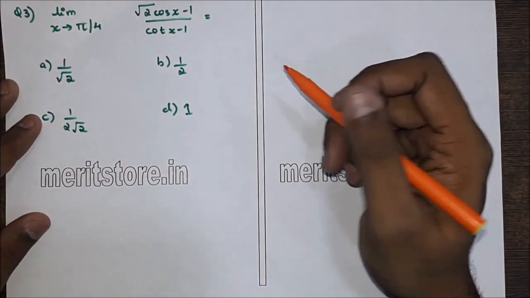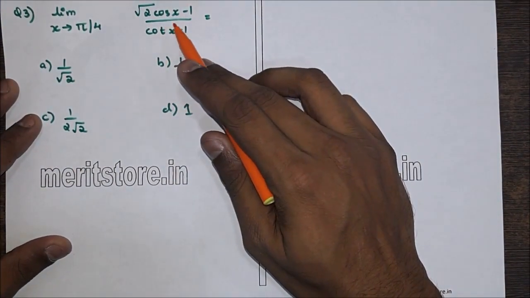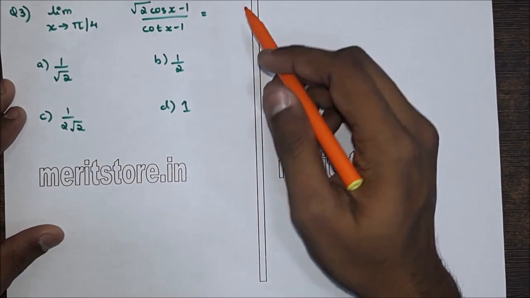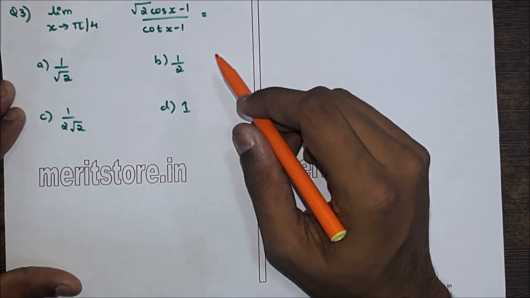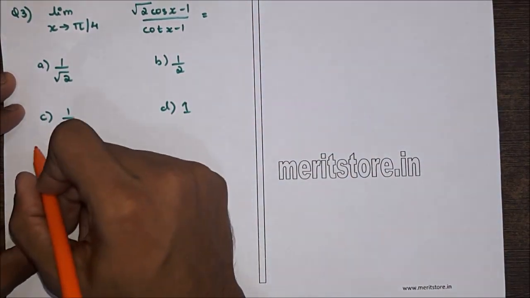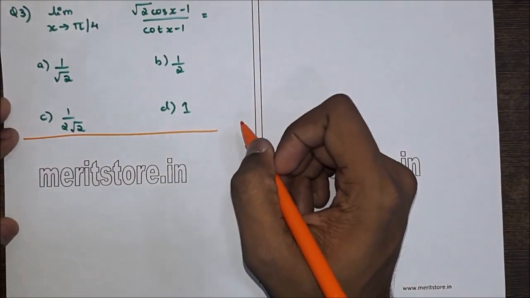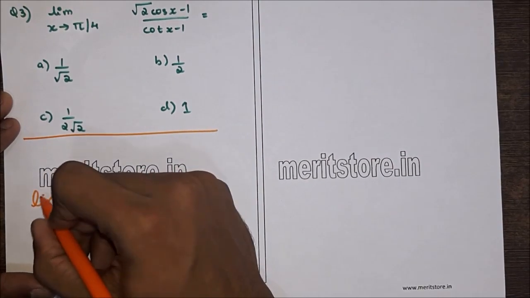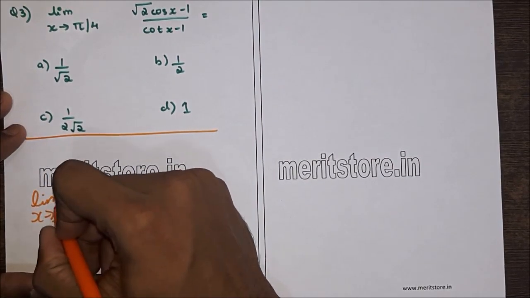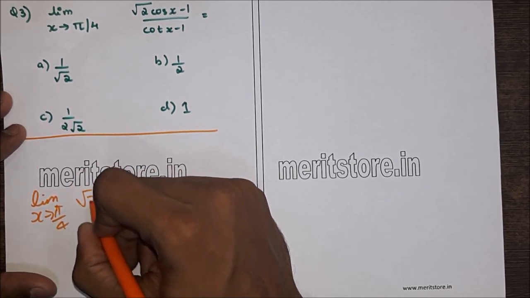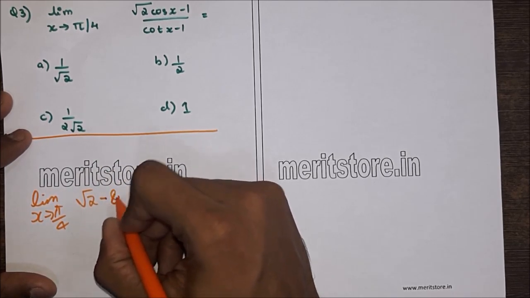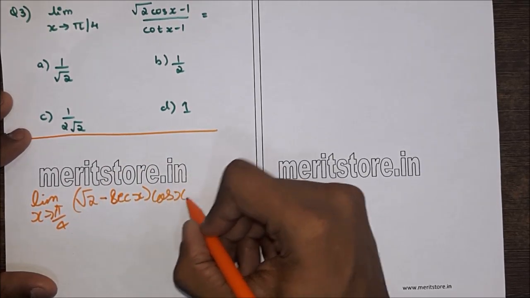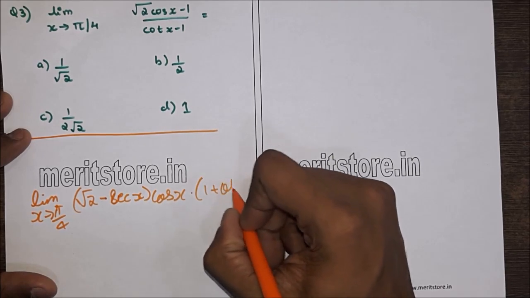Limit of x tends to pi by 4, (root 2 cos x minus 1) upon (cot x minus 1) equals: a) 1 by root 2, b) 1 by 2, c) 1 by 2 root 2, and d) 1. So first what we do is we write it in terms of sec. So we'll have limit of x tends to pi by 4, (root 2 minus sec x) cos x into (1 plus cot x).